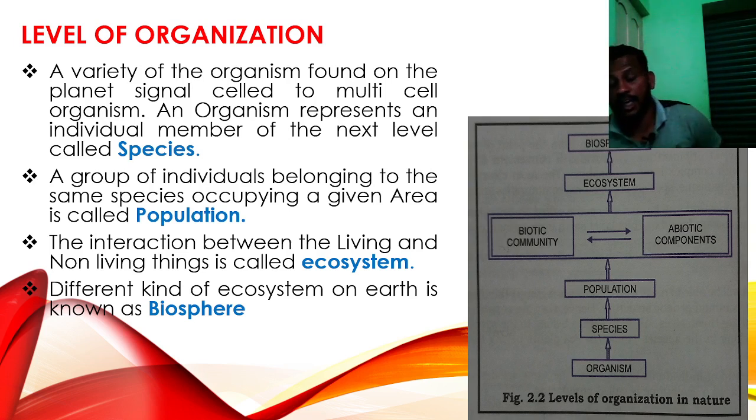If you see the picture on the right-hand side of the screen, you see the organism. The organism is represented by a particular species, and the species gets a particular area for their living, for their life propagation, which is known as a population. The population contains abiotic and biotic components, known as the ecosystem, and different ecosystems are known as the biosphere. This flow chart will give you a clear idea about the organization.